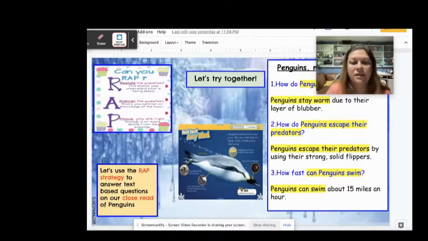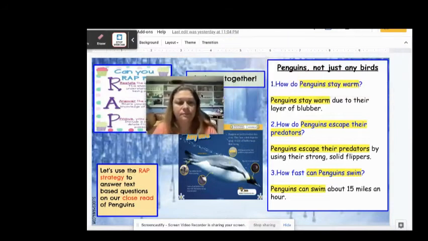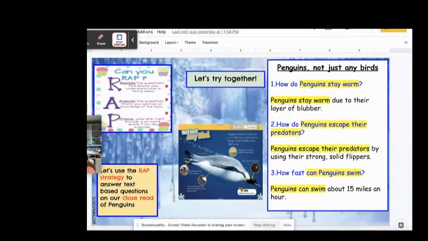So let's go back here to this slide. And I want to talk about using the wrap strategy to answer my text-based questions that I have here on our close reading that we just did on this page here. Okay, so let's do this together. Penguins, not just any birds. How do penguins stay warm? So the question is, how do penguins stay warm?